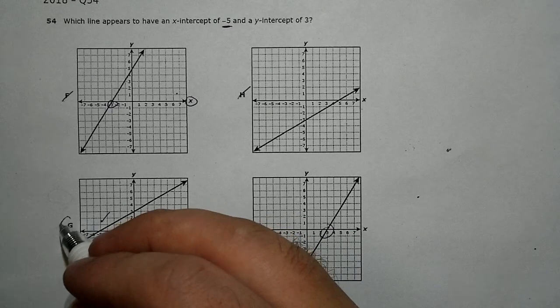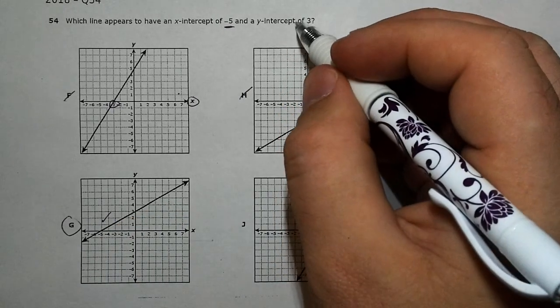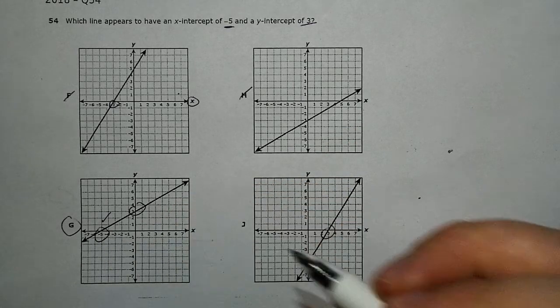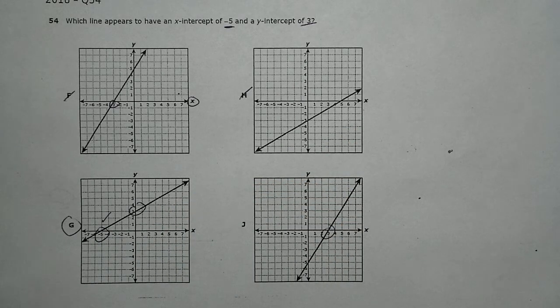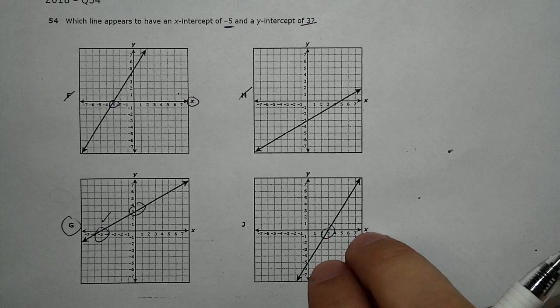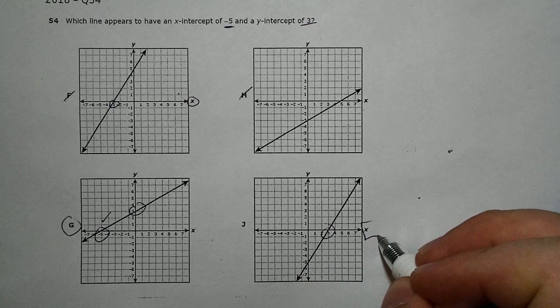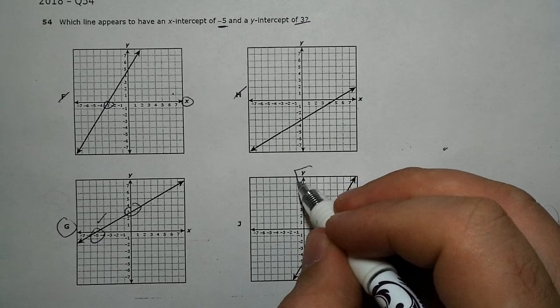So G is the only one that works for the x-intercept, and for the y-intercept at positive 3, yes, it does hit the y-axis at positive 3. So G works for both of them. If you pick J, it's probably because you flipped your x and y. Look at your labels. The x-axis is the one that goes left and right. The y-axis is the one that goes up and down.